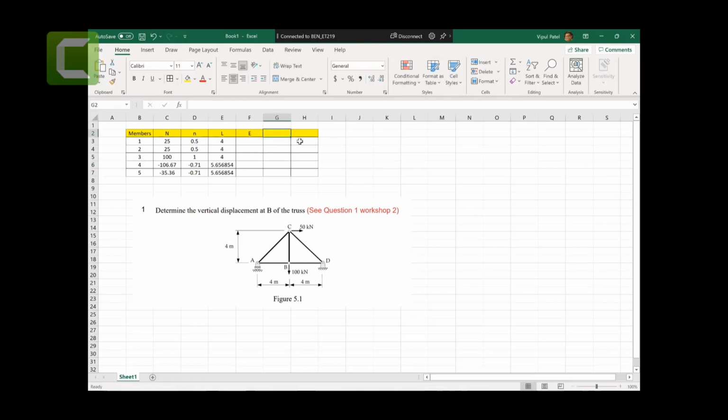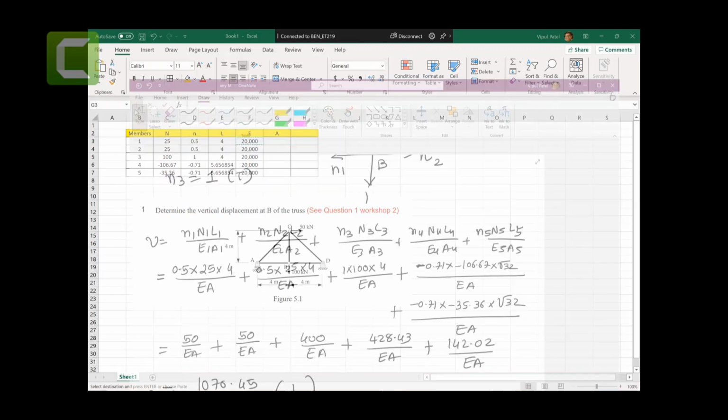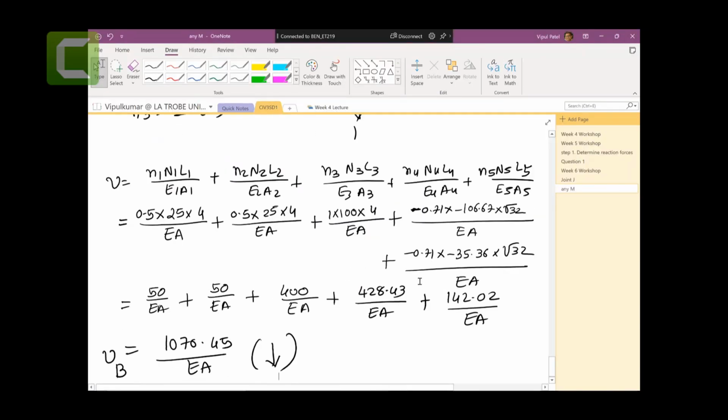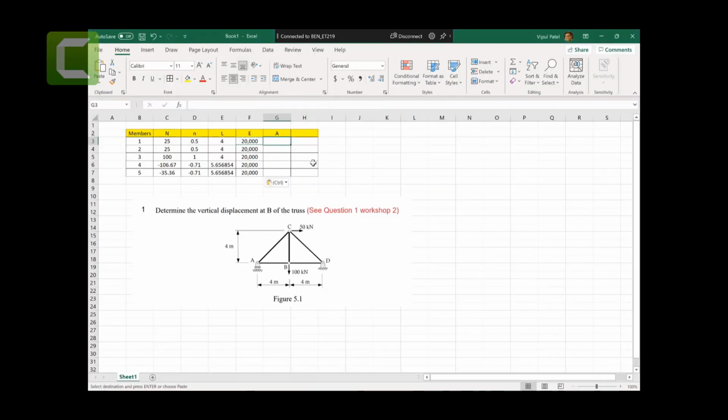Then we will have E, and we will have A. We are not given E and A, but we will assume some value. Let's say we have 20,000 megapascals, Newton per millimeter square. Let's put this value here. Let's put the area 100 by 100, a cross section area. Let's assume the cross section area of these truss members is 100 millimeter by 100 millimeter. That makes it 10,000 millimeter square. And let's drag it down.